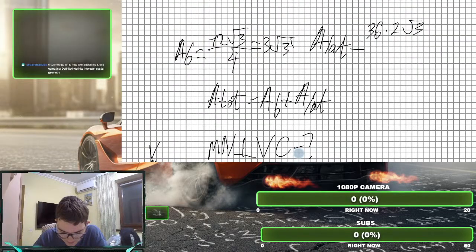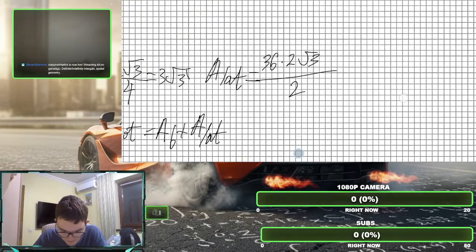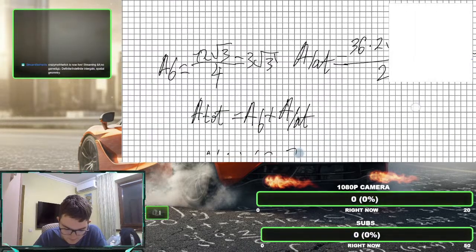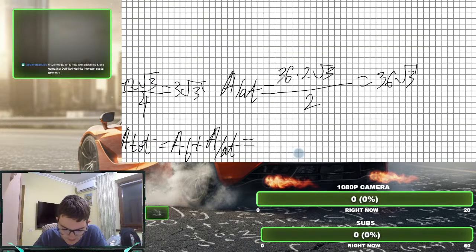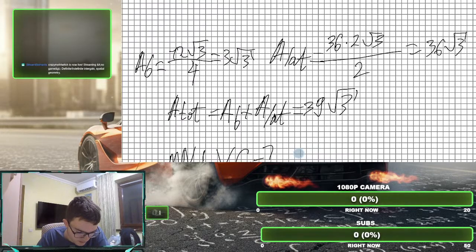Now, all of this divided by 2. I don't know why. And this will be essentially 36 square root of 3. Now, you just add this together and you'll get 39 square root of 3, which of course is wrong. Something has to be wrong, because the total.